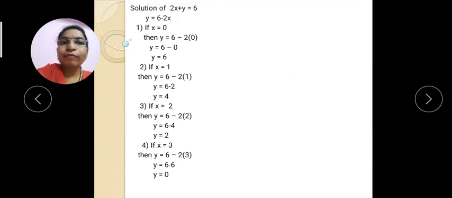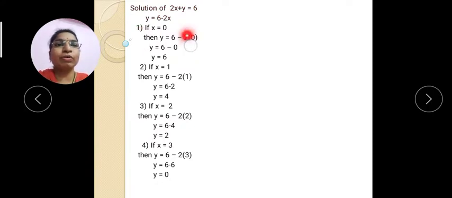Listen students, when you are calculating the pairs of points using the linear equation, you can choose any value for one variable. Here I choose x is equal to 0, 1, 2 and 3. These 4 different values I choose here. You can do that orally in your mind. Choose the simple value, meaning the answer should come as a whole number, an integer.